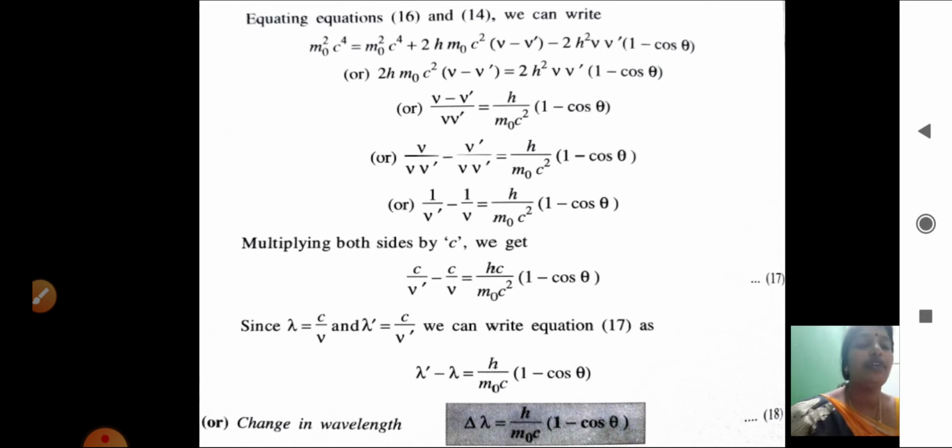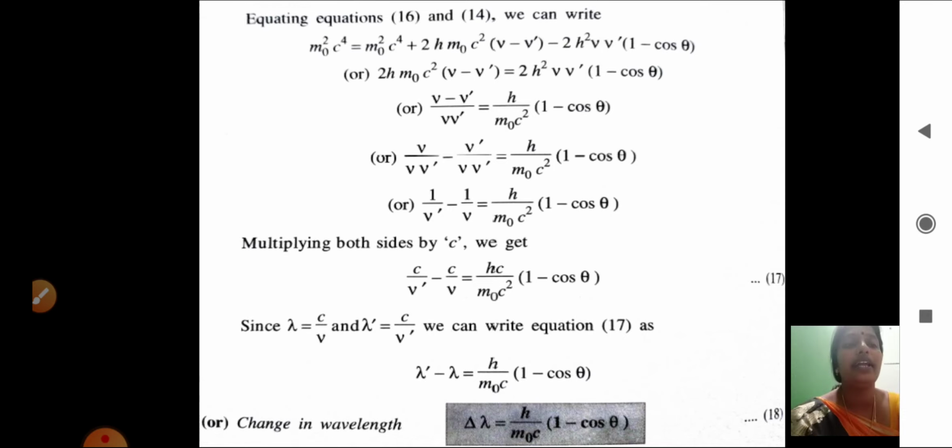This is the Compton effect. X-rays are passed on a crystalline material, and the angle of the crystal is varied. The incident X-ray beam is scattered, and the scattered X-ray angles are analyzed. This is the spectrum analyzed. Modified and unmodified lines and the change in wavelength, lambda dash minus lambda, that is delta lambda, are analyzed depending on the cos theta angle.